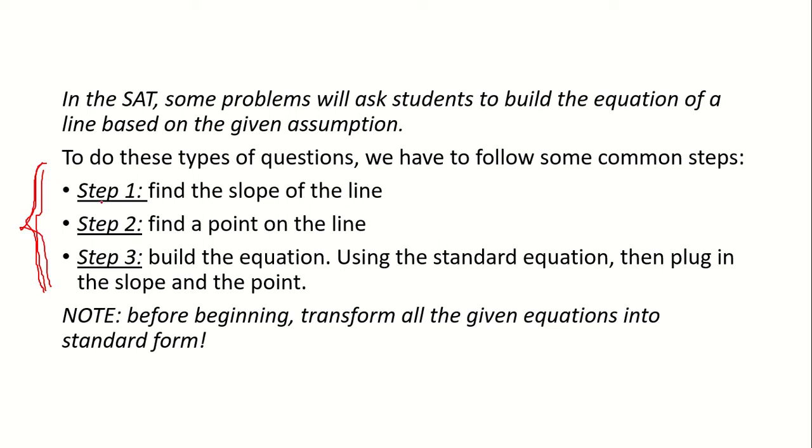So the first step is to find the slope of the line. The second step is to find a point on the line, I mean a point with specific coordinates. And step 3, which is the most important, is to build the equation.